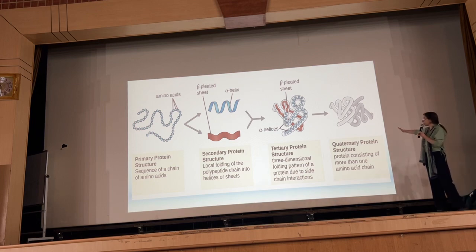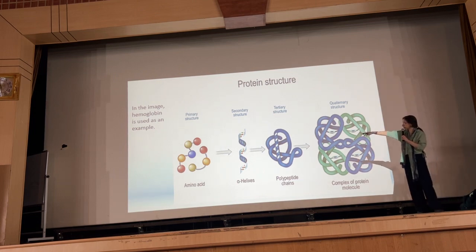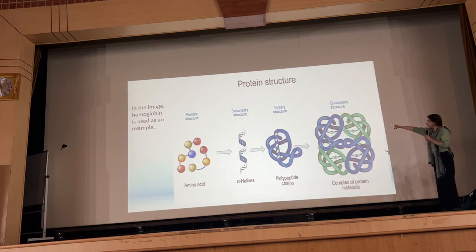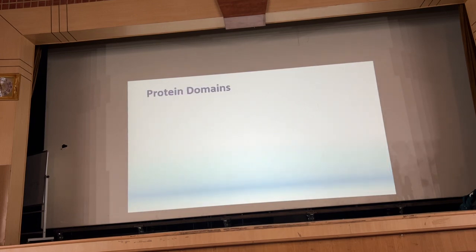So this diagram just shows again what I've gone through, the four levels of protein structure. This image I'm going to talk about in details in hemoglobin, just to show you. So primary structure of hemoglobin, secondary structures, it has many alpha helices, doesn't have beta sheets. Tertiary structure, and then the four subunits of hemoglobin A in adults come together to make the mature molecule.